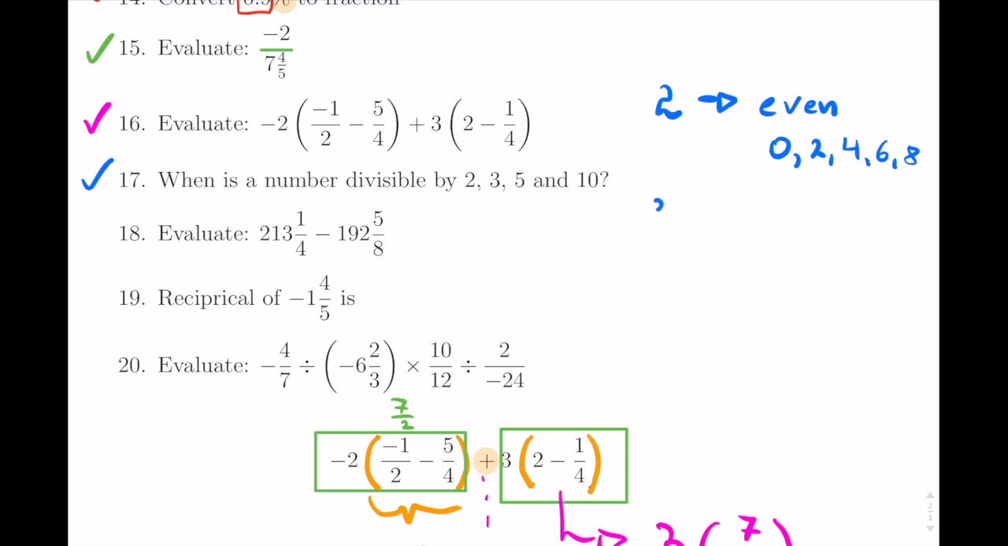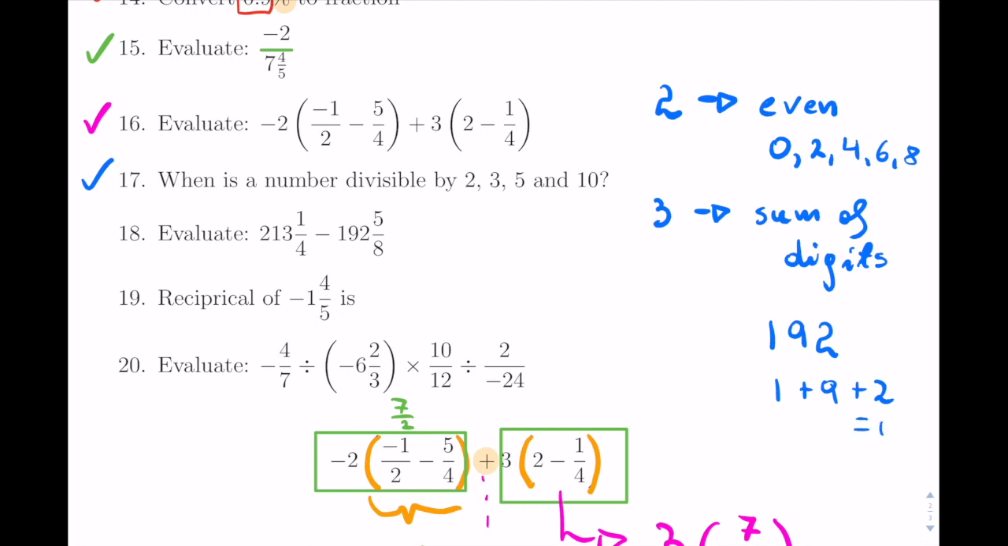Next, a number is divisible by 3 if the sum of digits is divisible by 3. For example, if I wanted to check 192, the sum of digits is 1 plus 9 plus 2, which is 12. Now you check, is 12 divisible by 3? It is, so 192 is divisible by 3. That's the sum of digits rule.